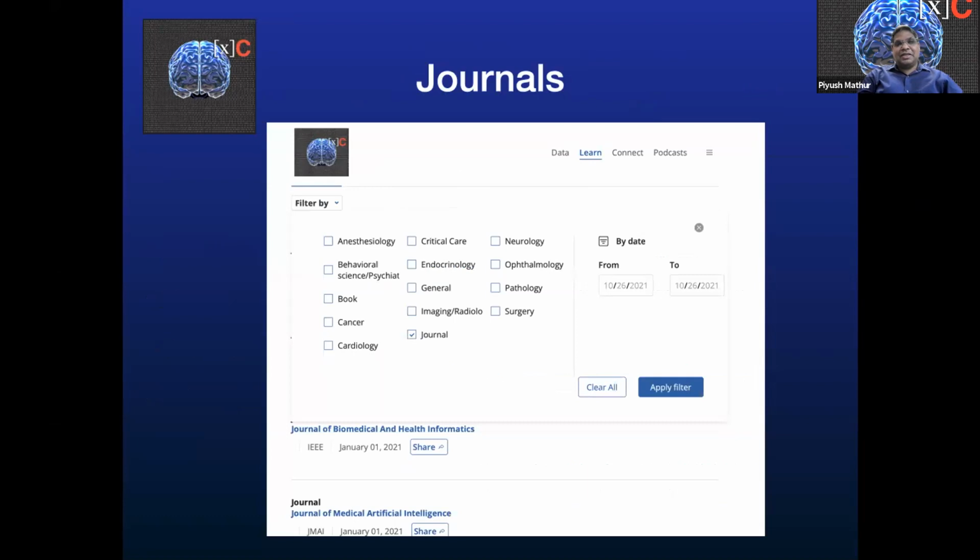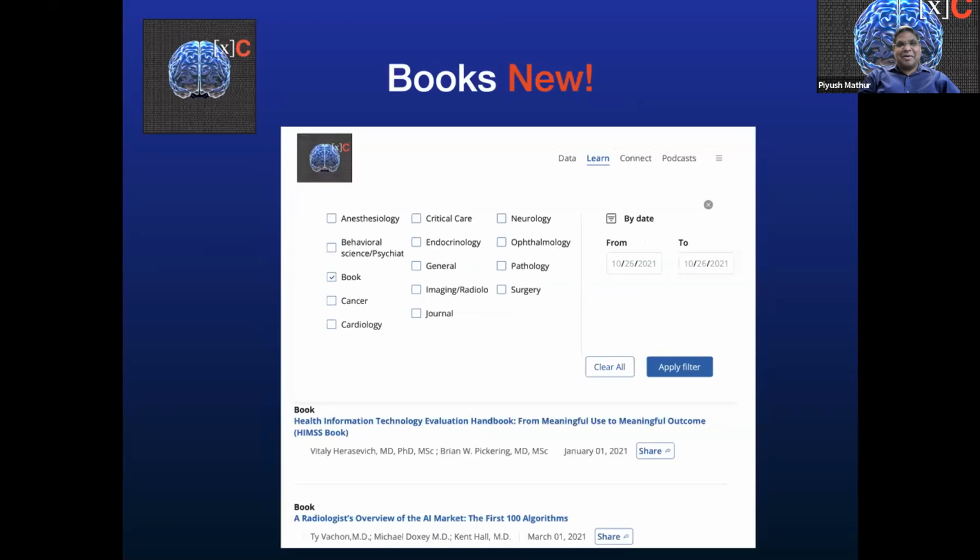Again, here it's showcasing the filter function. So you can filter it by different specialties. You can filter it by different dates. And now we have added journals too in the same format. So you can filter for your favorite journal, and you can see what's the latest and greatest in there.